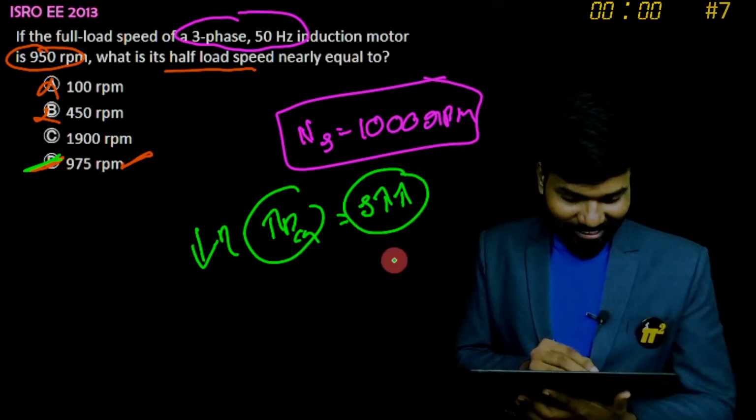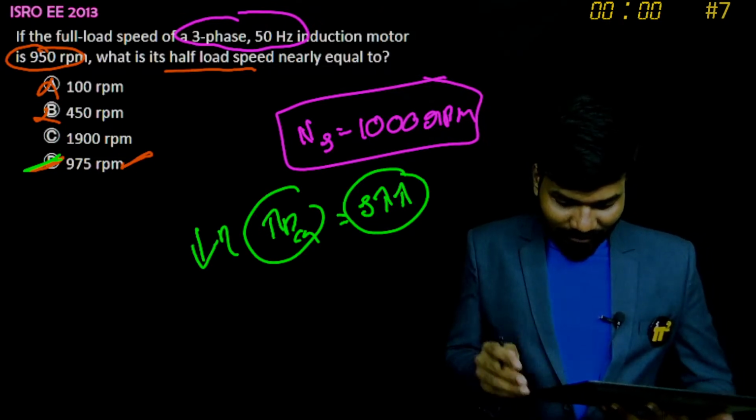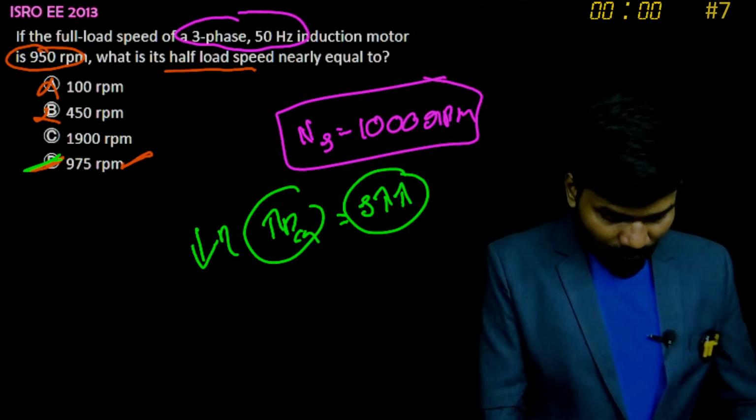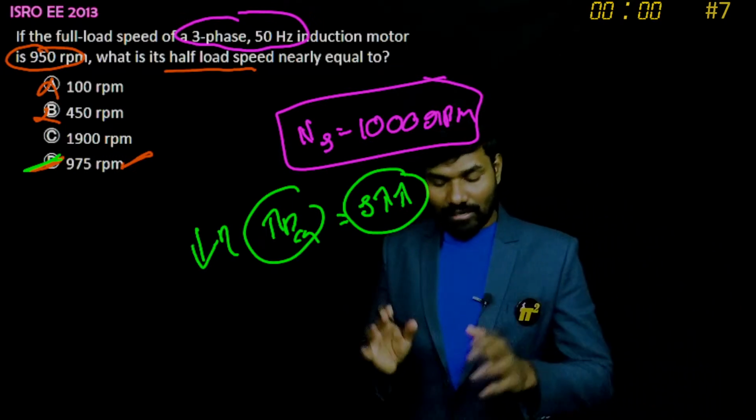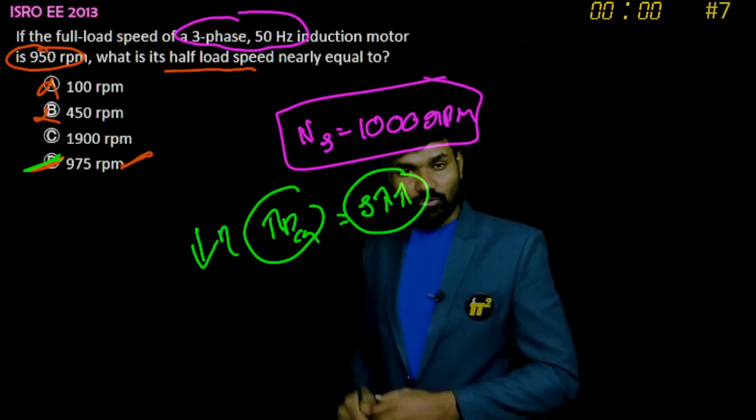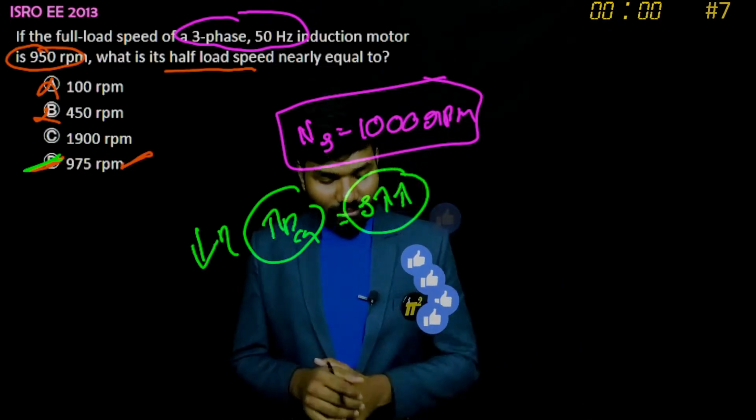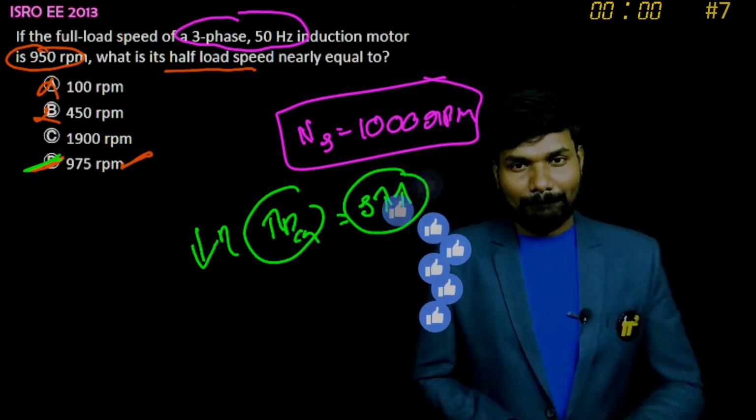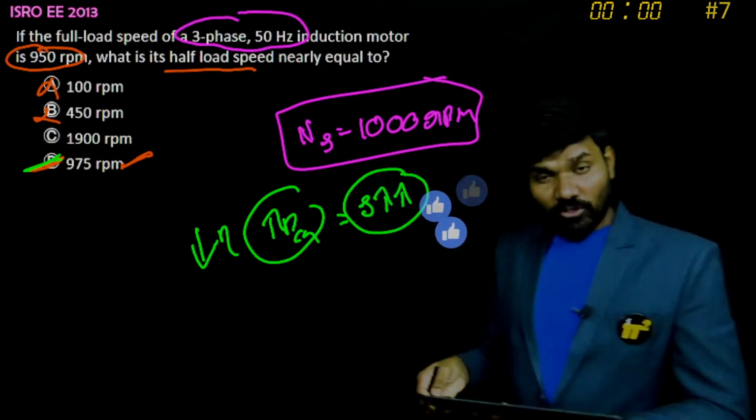Anyways, Datri, I think you got it. You were asking how it is 1000? I think you got clarity, Datri. Yes. Give it a thumbs up. Those who understood this concept, give it a thumbs up. Shall we go to the next question?